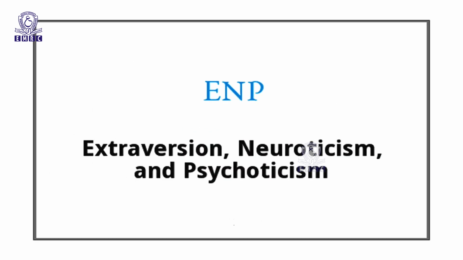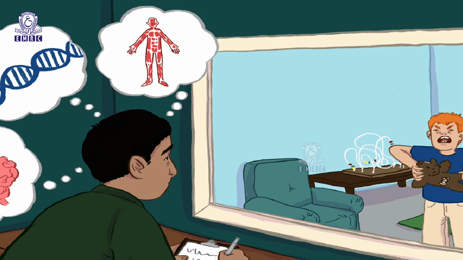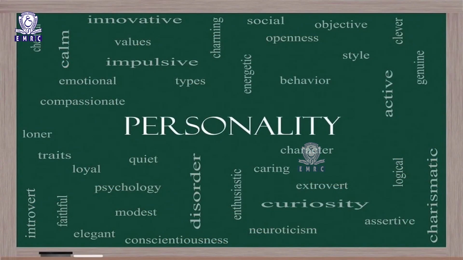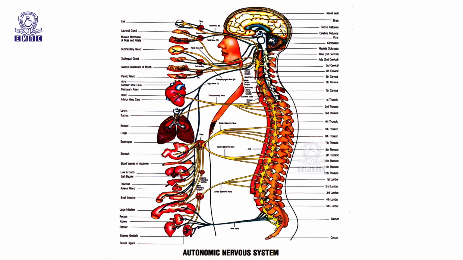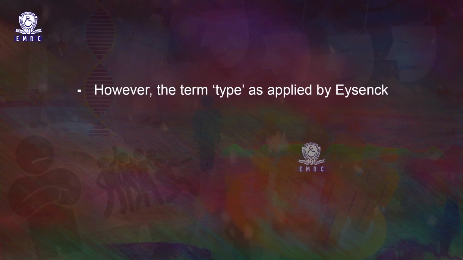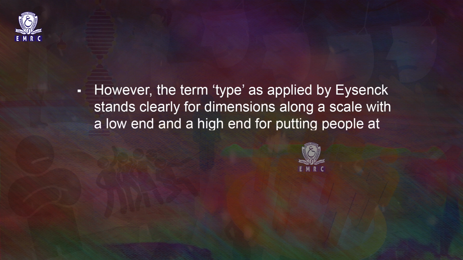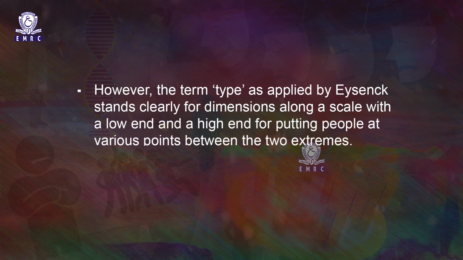According to Eysenck, each aspect of personality, that is extraversion, neuroticism and psychoticism, can be traced back to a different biological cause. Eysenck states that personality is dependent on the balance between excitation and inhibition process of the autonomic nervous system. However, the term type as applied by Eysenck stands clearly for dimensions along a scale with a low end and a high end, putting people at various points between the two extremes.